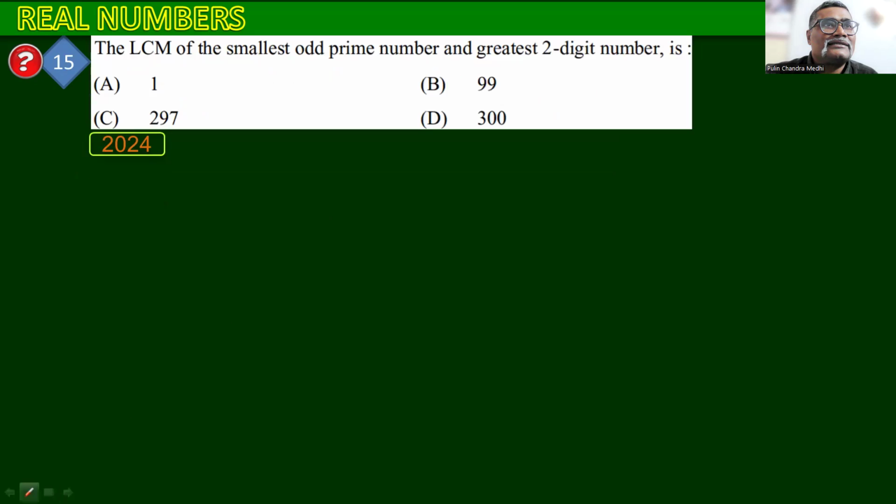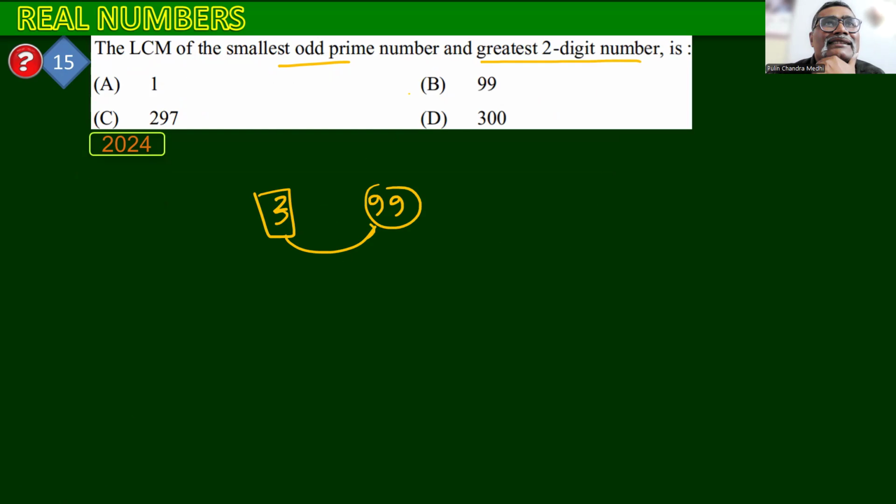Now next, LCM of the smallest odd prime number, that is 2. See, I was only committing a mistake. It is not true. Odd prime number is 3 and the greatest two-digit number, that is 99. So what is the LCM? It is exactly dividing this, so LCM itself is 99. Some might have a tendency to write 297 by multiplying, but LCM is 99. Be clever.